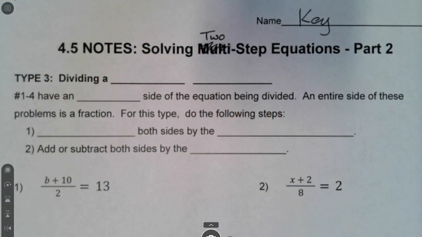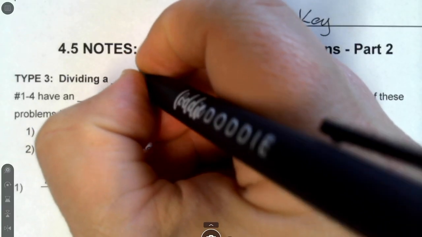Next part of solving two-step equations. This is part 2 of the notes, but it's going to look at type 3 because we did type 1 and type 2 in our first set. So this is when we are dividing a whole side.